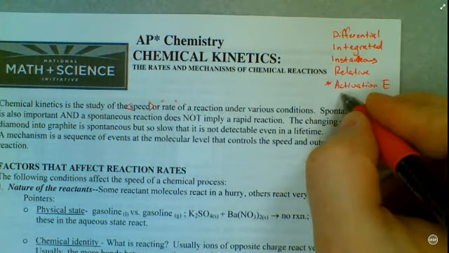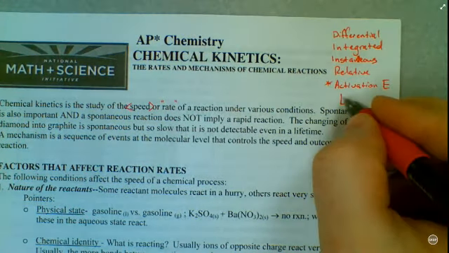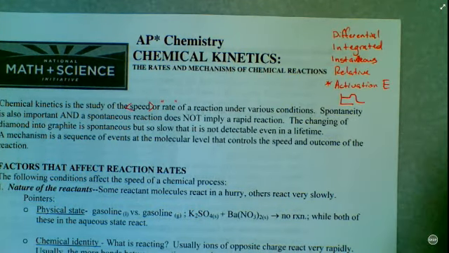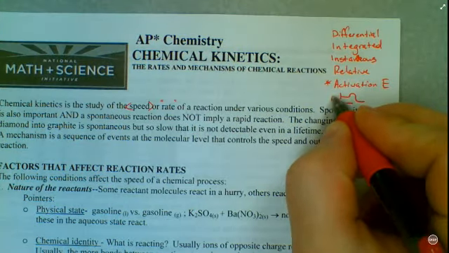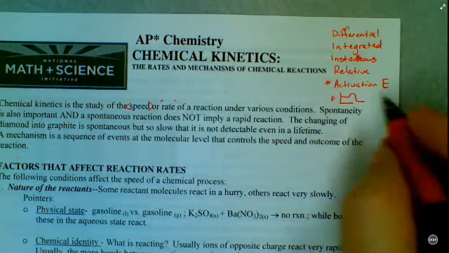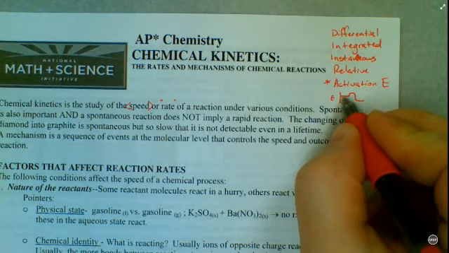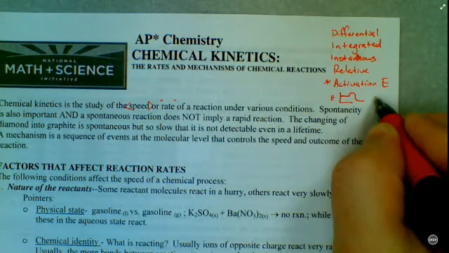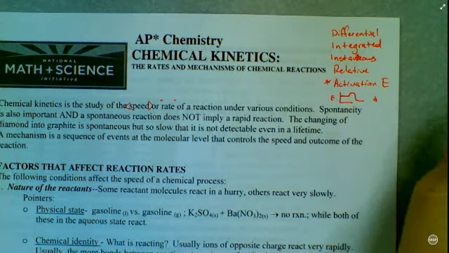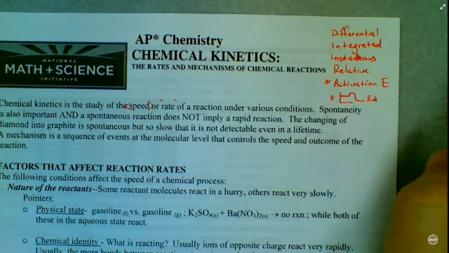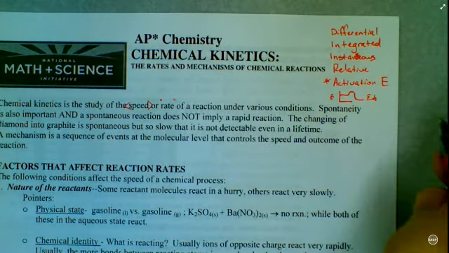Remember, we went over this when we were talking about thermodynamics. If I was going to draw an exothermic reaction, I would have the energy on the y-axis and the reaction progress on the x-axis. Remember, the energy level of my products is going to be lower than the energy level of my reactants, so there's going to be a decrease in the overall energy in this system. That's going to be an exothermic reaction.